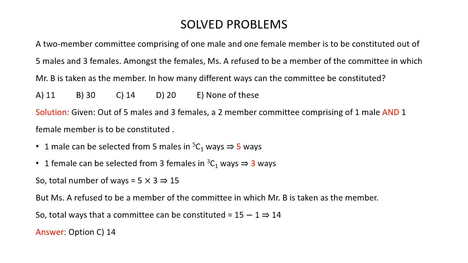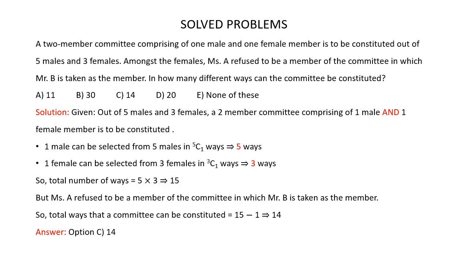Now it's given that out of 5 males and 3 females, a two-member committee comprising one male and one female member is to be constituted. So one male can be selected from 5 males in 5C1 ways, which is nothing but 5 ways. One female can be selected from 3 females in 3C1 ways, which is nothing but 3 ways. So the total number of ways is 5 multiplied by 3, which is 15.